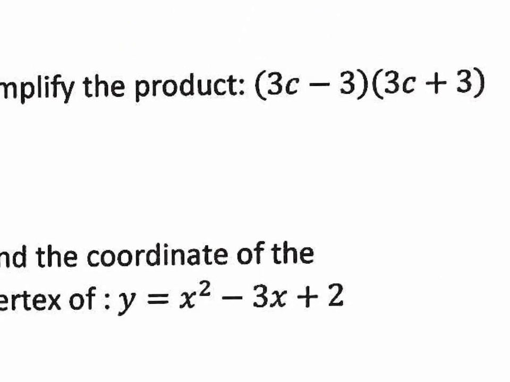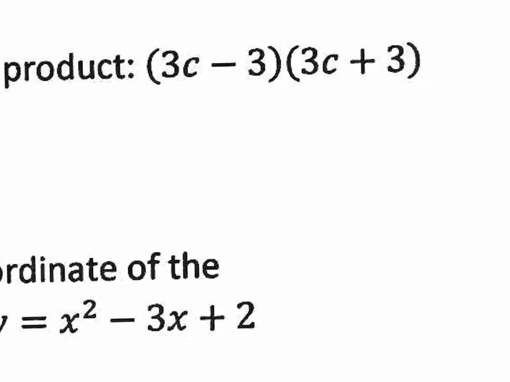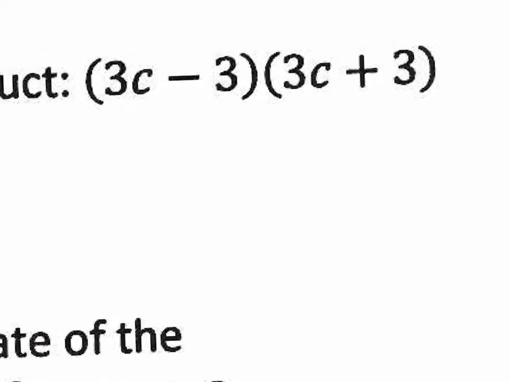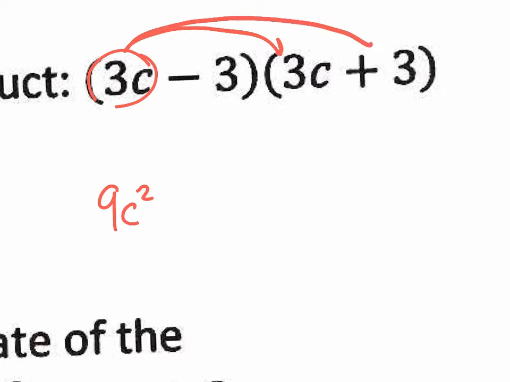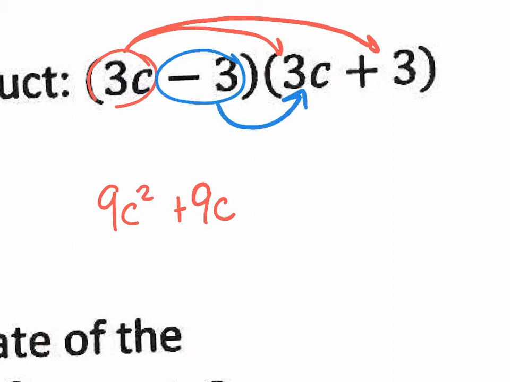Simplify. This is super easy. All we're doing is distributing and then combining like terms. So let's distribute the 3c first. 3c times 3c is 9c squared. 3c times positive 3, that's positive 9c. But then when we distribute this term, the negative 3 times 3c, that's negative 9c. And negative times positive 3, that's a negative 9.